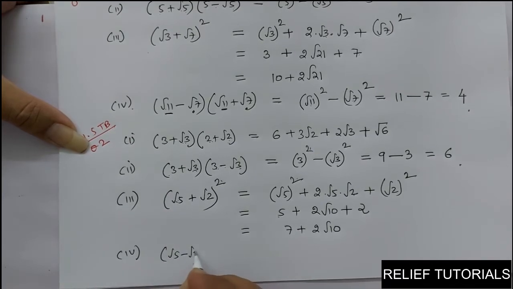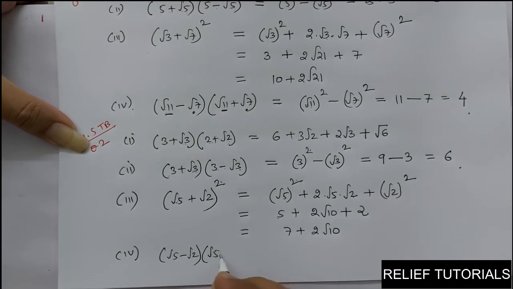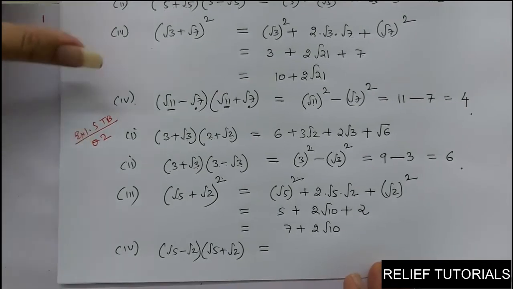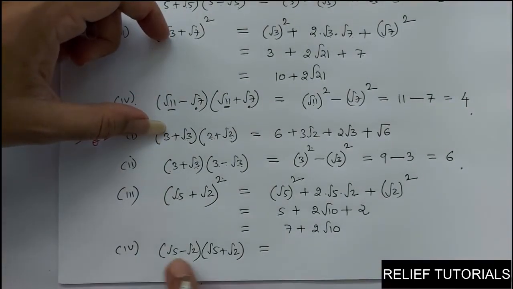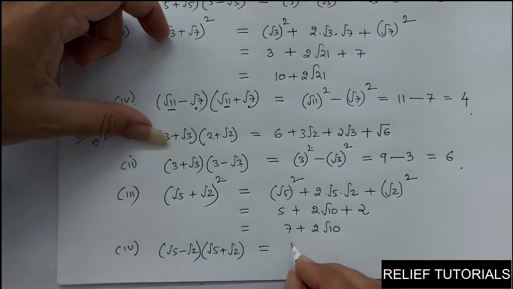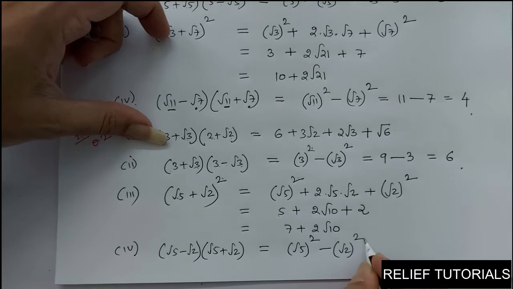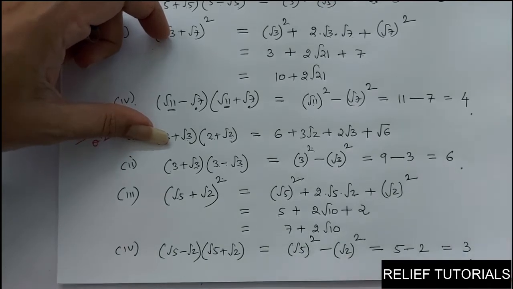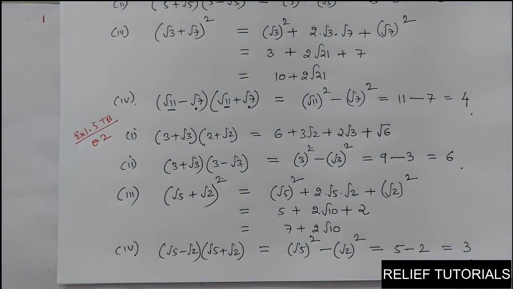Root 5 minus root 2, root 5 plus root 2. Clear? So here it is a minus b, a plus b. So what will you write? Root 5 the whole square minus root 2 the whole square. That equals root 5 the whole square is 5, root 2 the whole square is 2, so 5 minus 2. Answer is 3. So we have completed the second question.